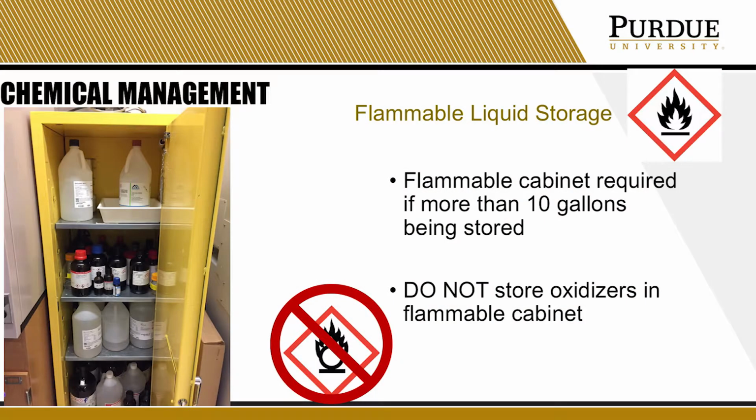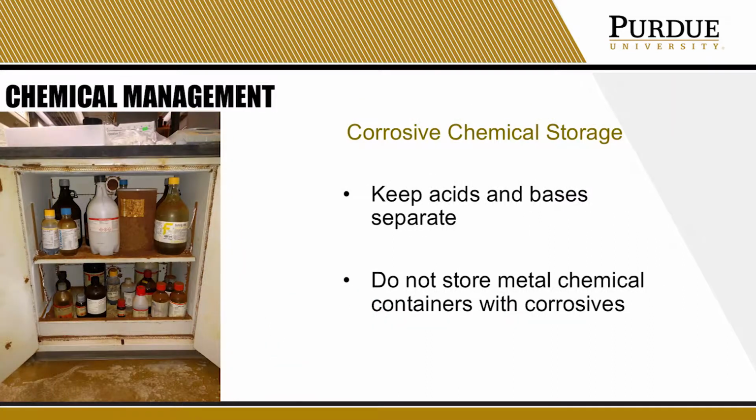Flammable liquid storage. Our guidance is that you should have a flammable cabinet for more than 10 gallons of flammable liquids. Don't store oxidizers in the same flammable cabinet. Corrosive chemical storage. Keep acids and bases separate. And don't store metal chemical containers with corrosives.